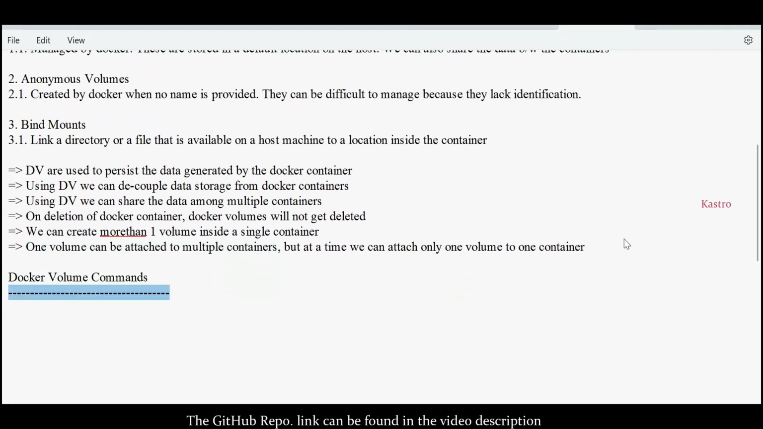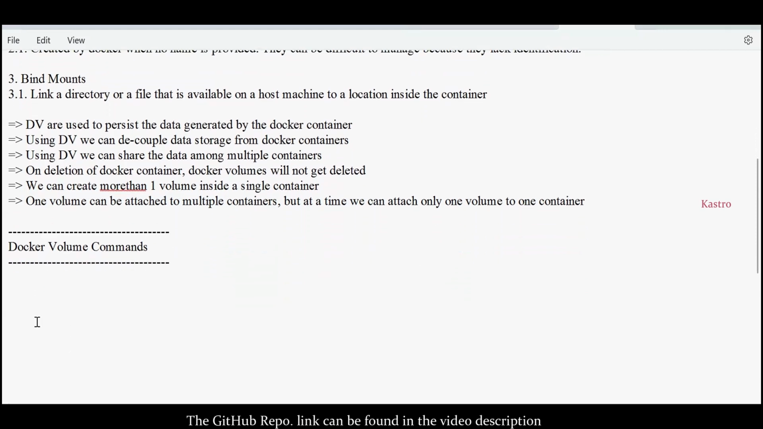So, Docker volume commands. I'll be giving just plain level commands that are related to Docker volume. When we see the practicals, we are going to see the high level commands also. The first command is docker volume --help. If you want to see the commands related to Docker volume, then we will use this command, docker volume --help. It will show you the list of commands.